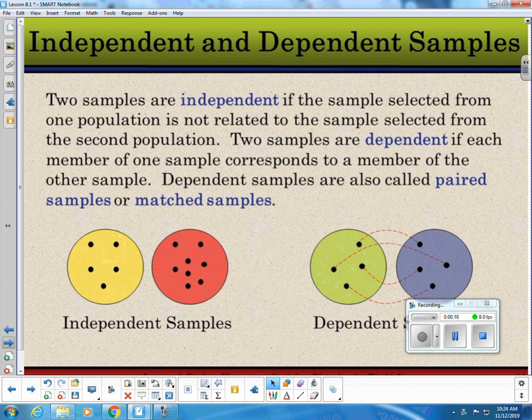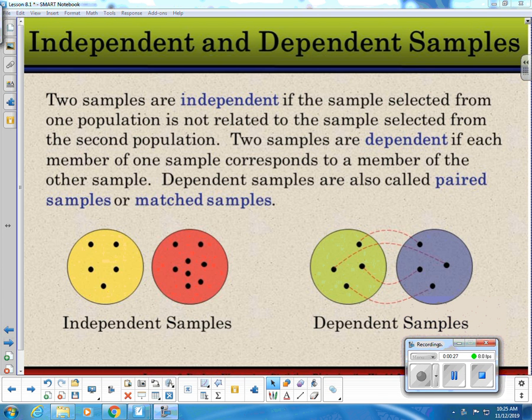Independent has 2 groups that are not related. They may be different size groups, but you can't pair them up. You can't find correlation between the 2. Dependent would be like medical testing, a group before medication and after medication. Okay, you can actually pair those up, before findings and after findings. All right, so we're going to talk about independent today.